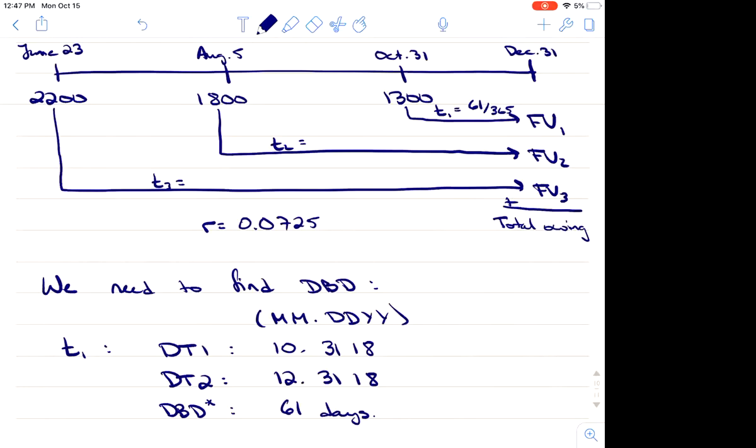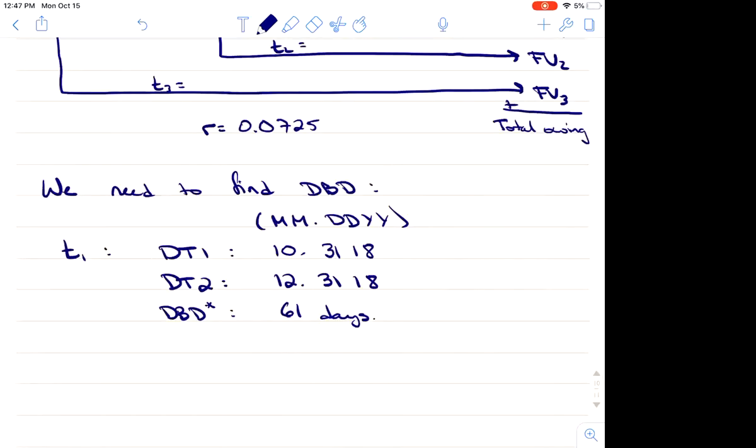You have the answer to the question? Yes. 5,450. I get, it could be a rounding thing, 5,452 and 13 pennies.